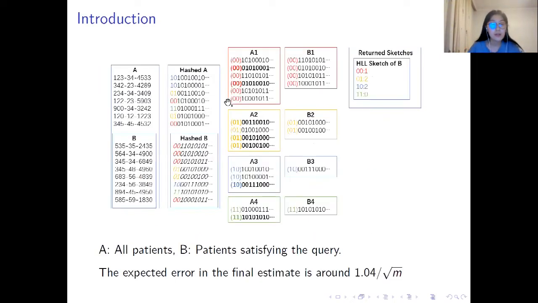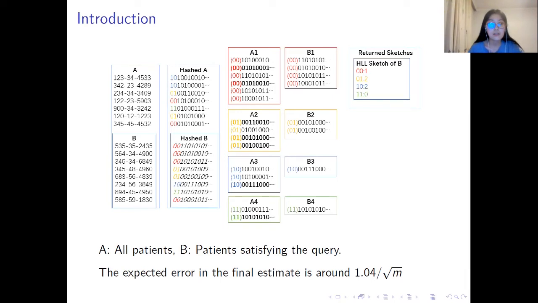Let's look at the following picture. In this picture, it shows the process of generating a HyperLogLog sketch. So the first box contains patients' IDs. We can assume this ID is the social security number. So this is unique for each patient and is the same for the same patient in different hospitals. So here A represents all patients, B represents patients with diabetes.